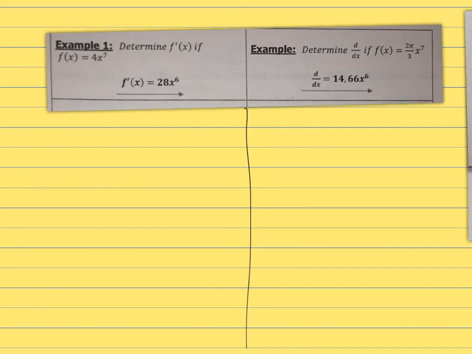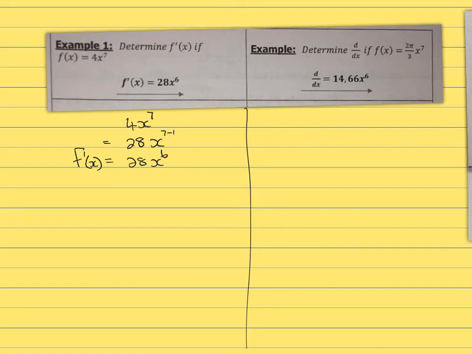Example 1. Determine the derivative f prime of x if f(x) is equal to 4x to the power 7. Now, 4x to the power 7: you take the 7 and you multiply it with 4. That gives you 28. And then you say x to the power 7 minus 1. So the derivative f prime of x will be 28x to the power 6.